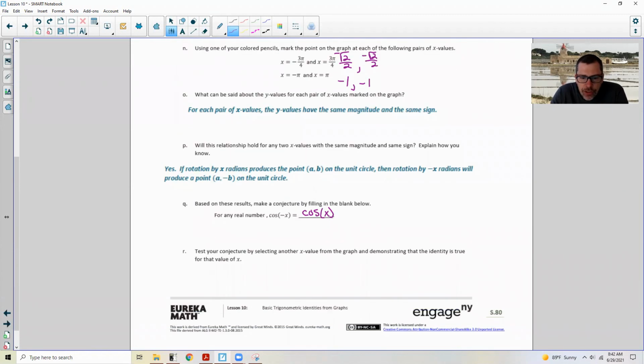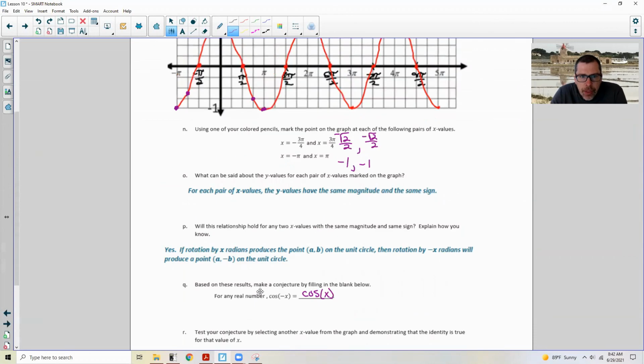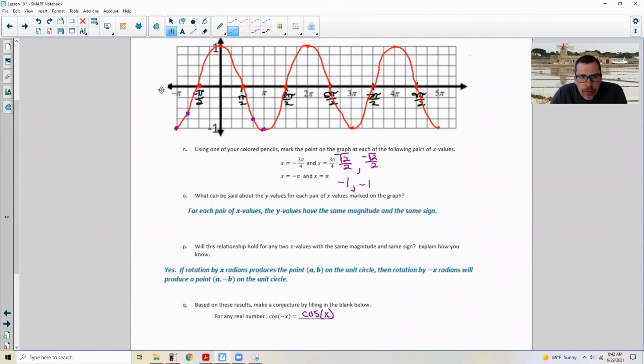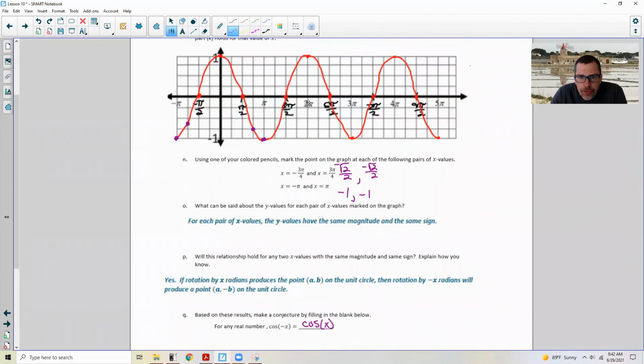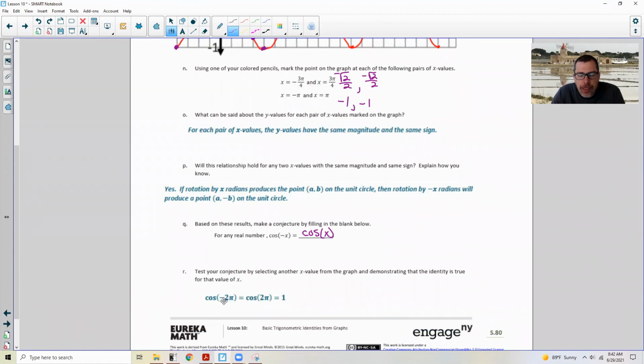R, test your conjecture by selecting another x value from the graph and demonstrating that the identity is true for that value of x. Okay, so just pick any value. So what's cosine of negative 2 pi? Well, that would be off the grid here, but negative 2 pi should be 1 because it repeats. And then cosine of 2 pi, which is right here, is also 1. So there you have it. So you can get further away and a negative is going to be equivalent to its positive on the other side.